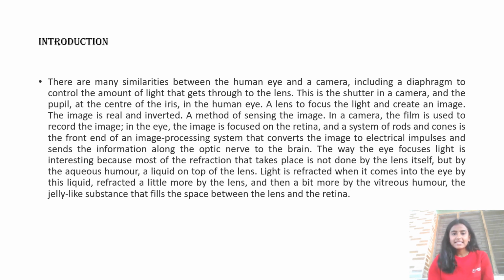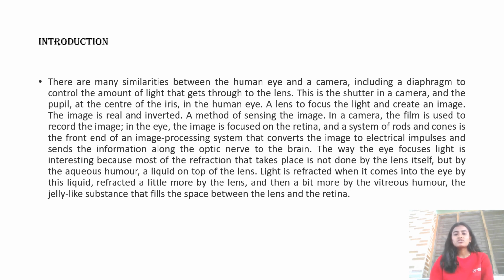Introduction. There are many similarities between the human eye and a camera, including a diaphragm to control the amount of light that gets through to the lens. This is the shutter in a camera and the pupil at the center of the iris in the human eye, and a lens to focus the light in the camera to create an image. The image is real and inverted. The film is used to record the image in a camera, and in the eye the image is sensed by the retina.